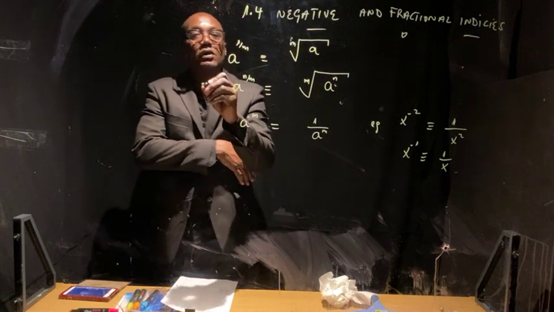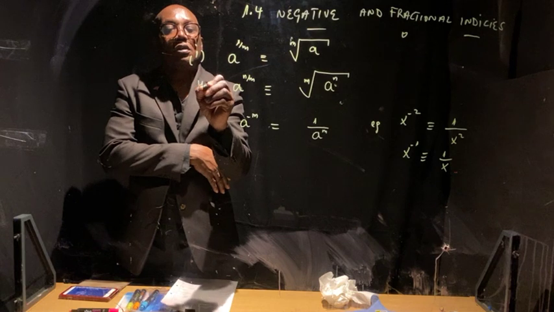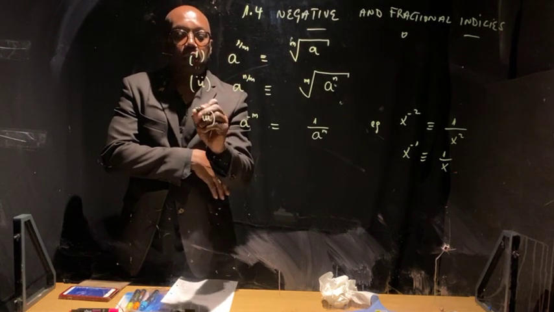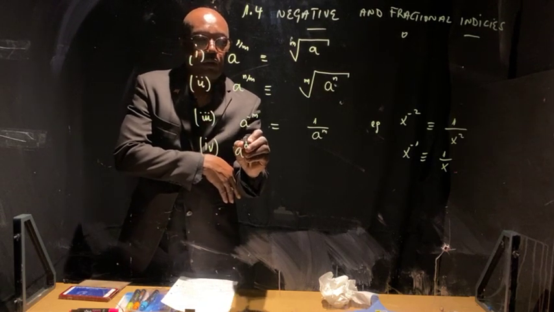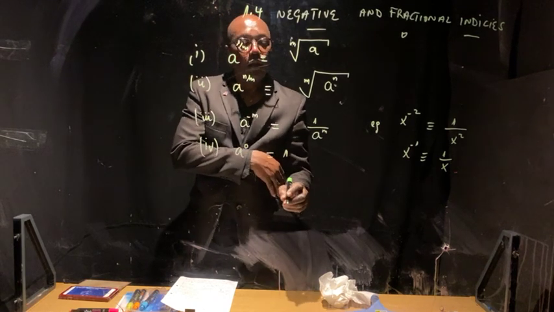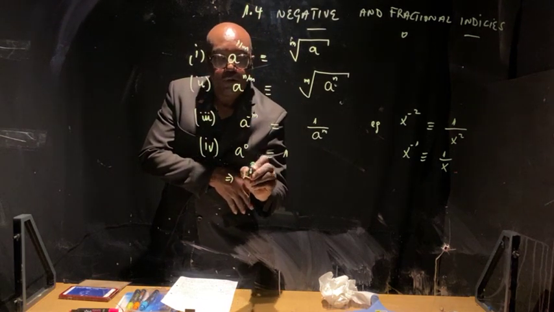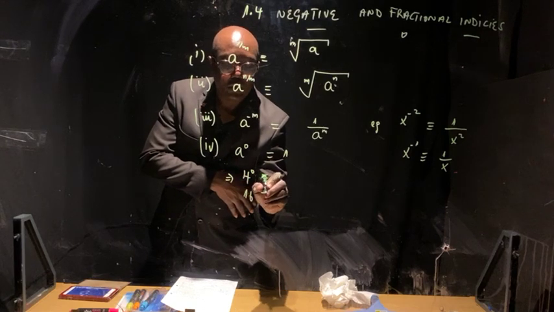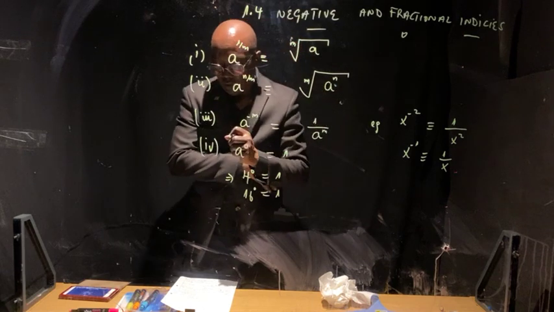There's one more thing. I'll call this one 4, which is a raised to the power 0 is equal to 1. This implies that 4 raised to the power 0 is equal to 1, 16 raised to the power 0 is equal to 1. Any expression raised to the power 0 is equal to 1.